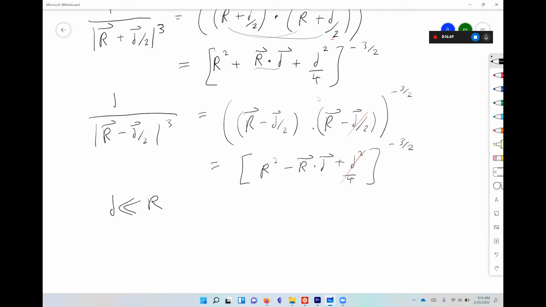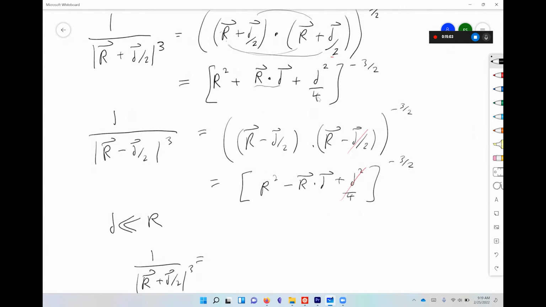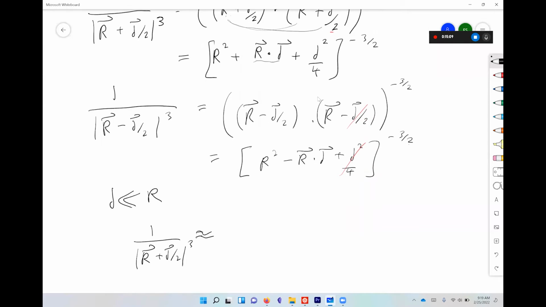What happens when I take R squared out? R squared out, square root comes R and then -3. So I end up with 1 over R plus D over 2 magnitude cubed. I took R squared out from those expressions, and then I square rooted, I get R, and then I exponentiate it to -3. So it becomes approximately R^-3.